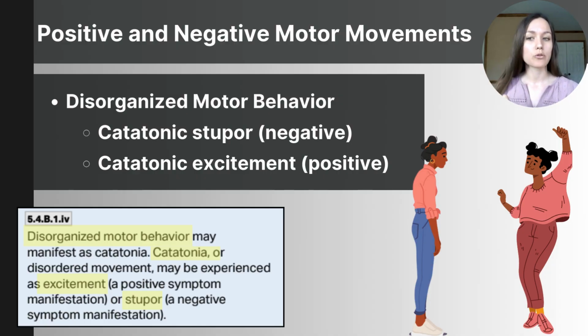Additional disorganized motor behaviors include posturing, which is holding and maintaining an unusual or uncomfortable position for an extended period of time, like standing with arms raised. Or what's called waxy flexibility, when a person's limbs are moved by someone else and then they can maintain and remain in that position as though their muscles have been stiffened.